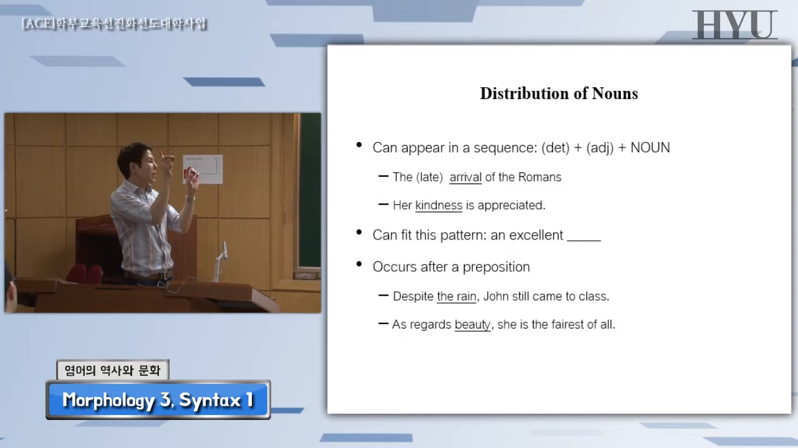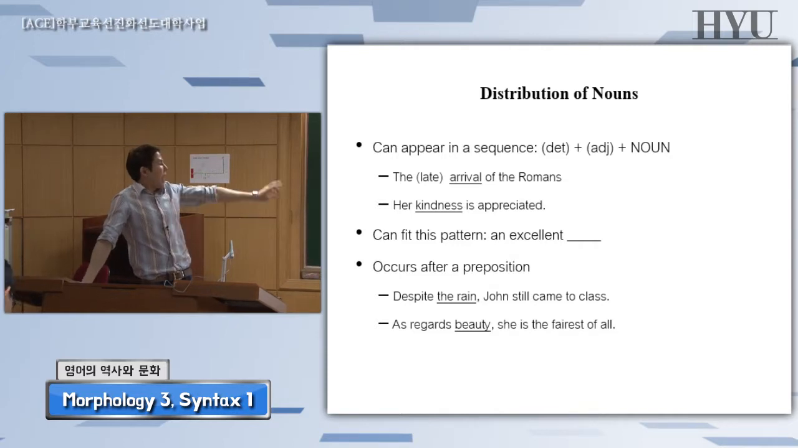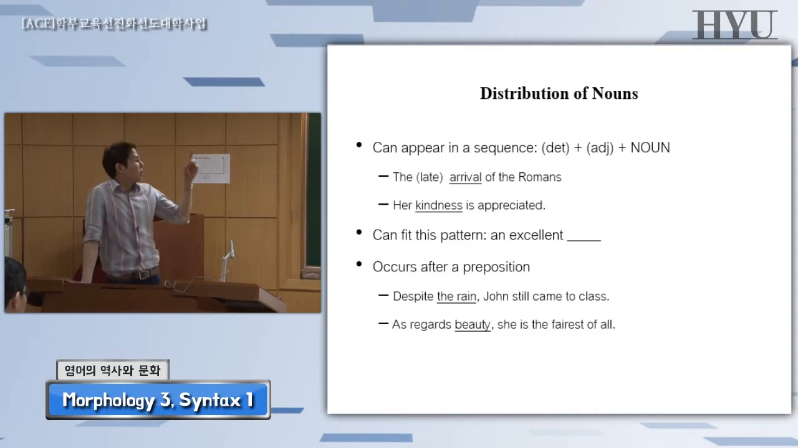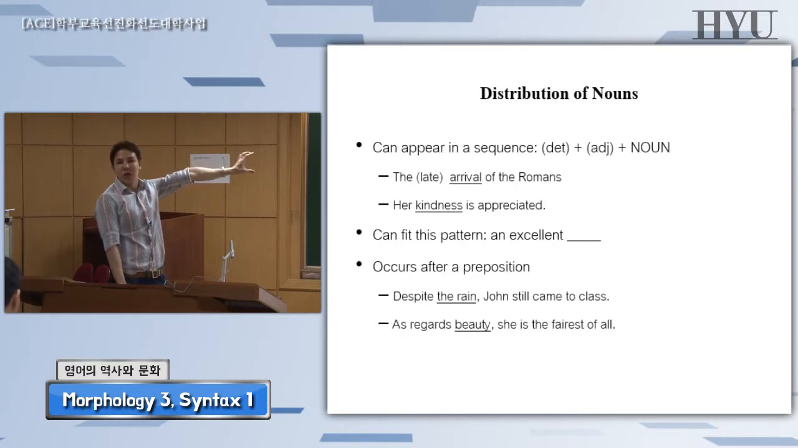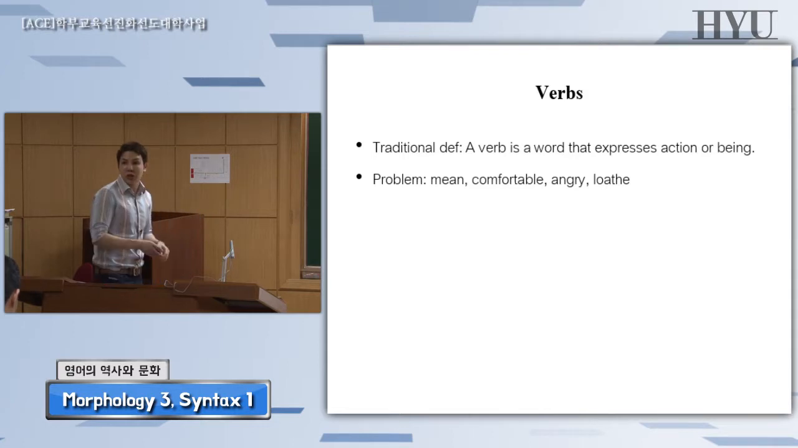So if you can stick a noun in question in there and it fits that pattern, then you have a noun. Okay? And nouns occur after a preposition. No other words can, like that. Okay? Despite is a preposition, as regards is a preposition. Okay? So for nouns, you have some suffixes that tell you, and you have some distributional locations that would give you a clue as to the nominal nature of a word.